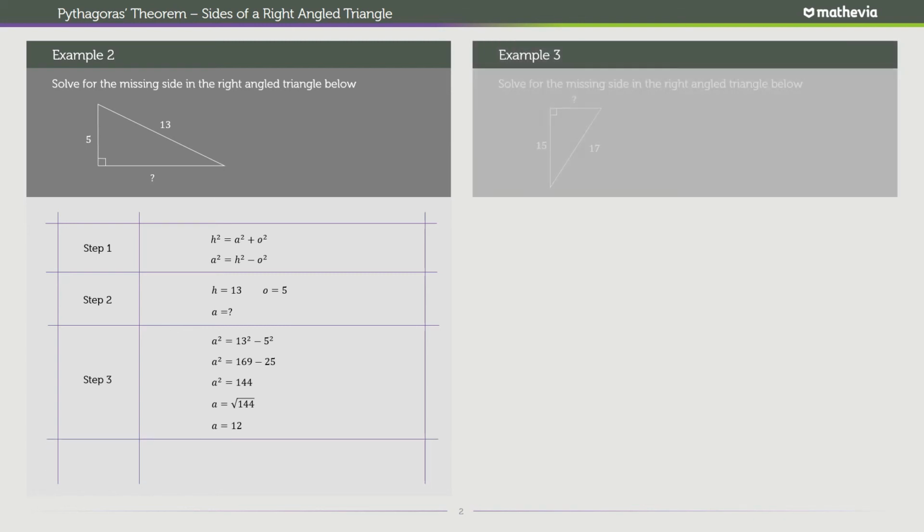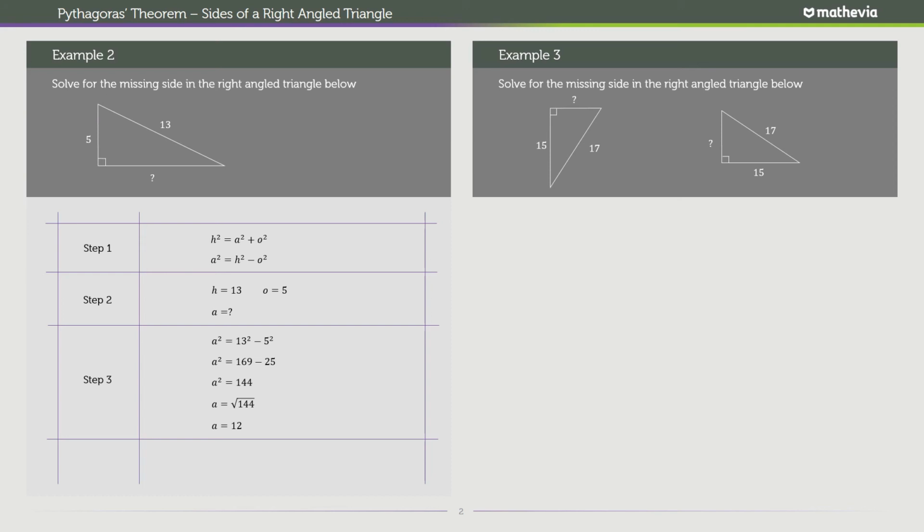Final example, example 3. Example 3 asks us to solve for the missing side in the right angle triangle below. So which is the hypotenuse, which is the adjacent, which is the opposite? Basically, this triangle has just been rotated a bit. So we can turn this triangle properly so it looks like the right angle triangle we've been dealing with. And if we flip this, we have the triangle looking like this.